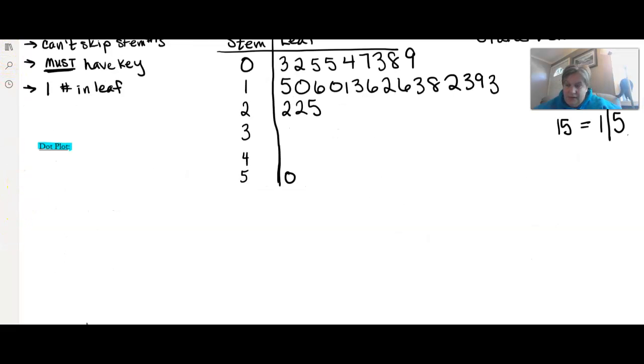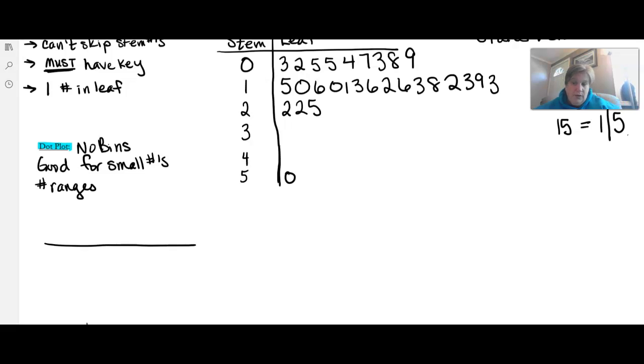Okay, last one we have is the dot plot. This one does not have bins. This is usually the most basic thing to go to. It's good for small numbers, and your numbers are in ranges. I'm not going to really do it for our states because that's not a small number, right? Let's say I asked you, or we looked at the brother-sister question, how many siblings do you have? And in class we would do a lot of dot plots.